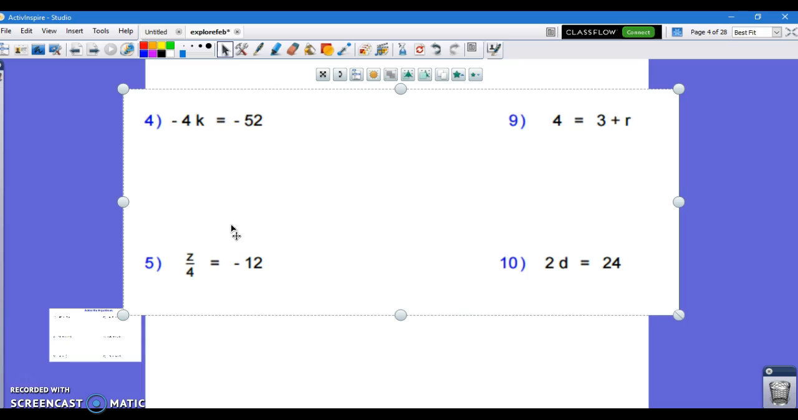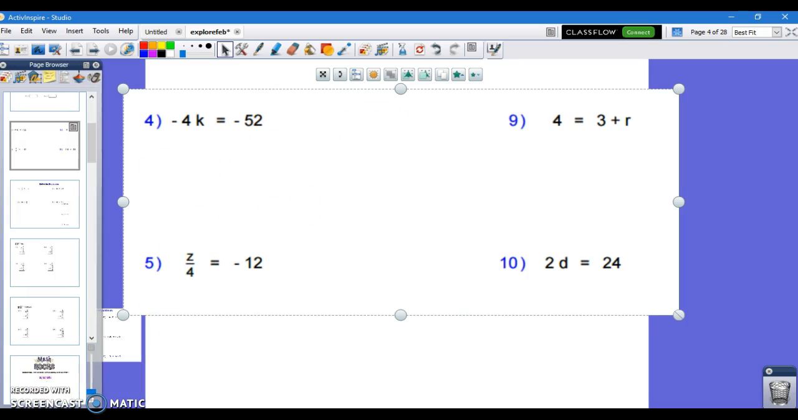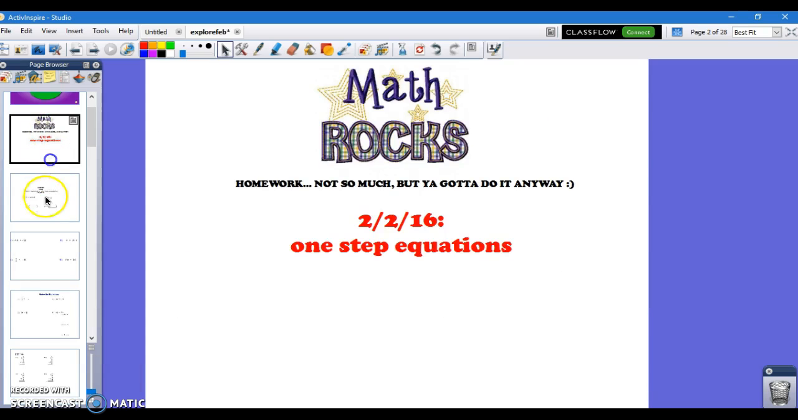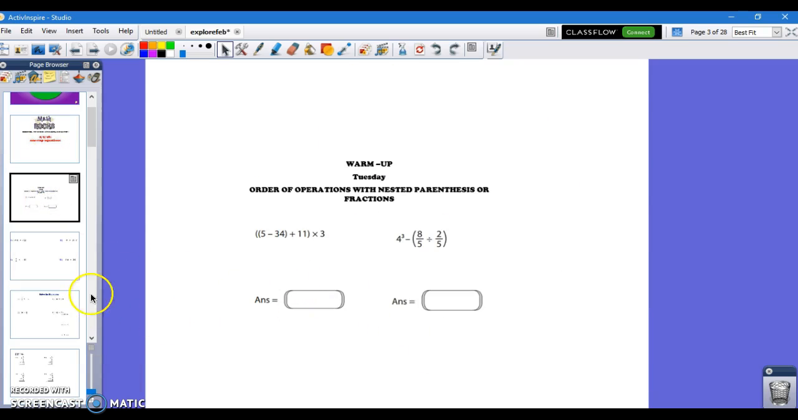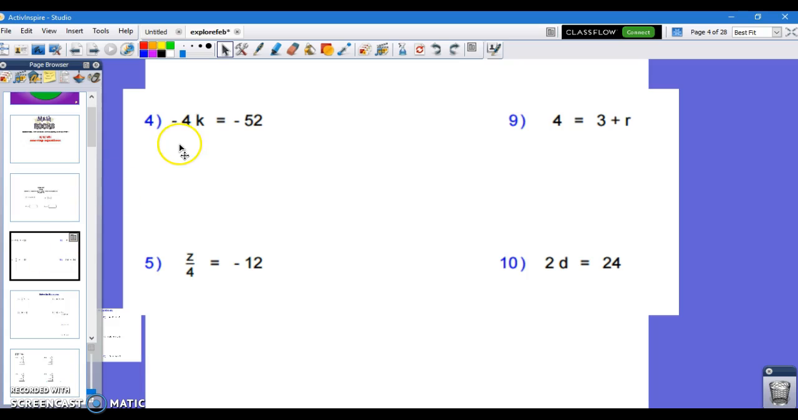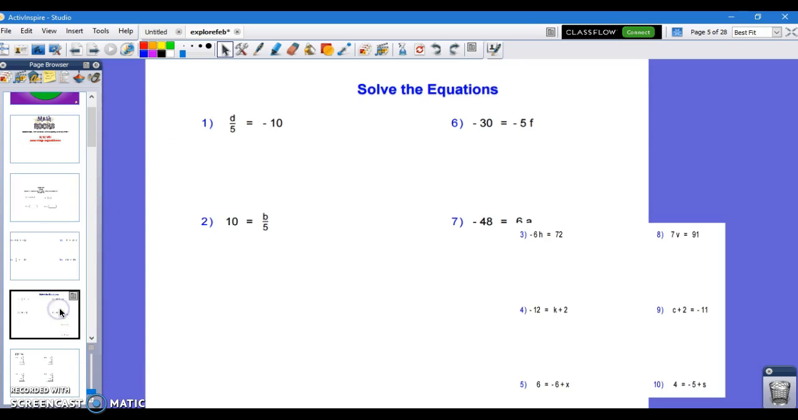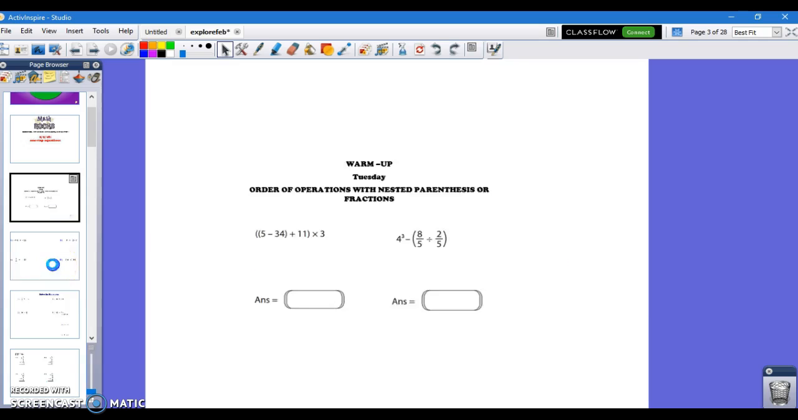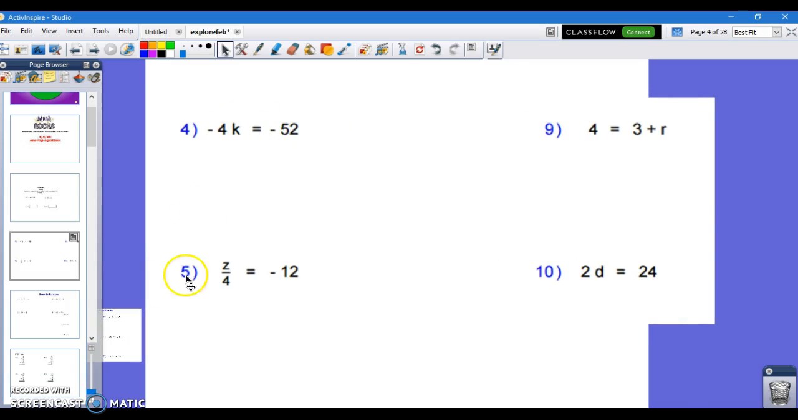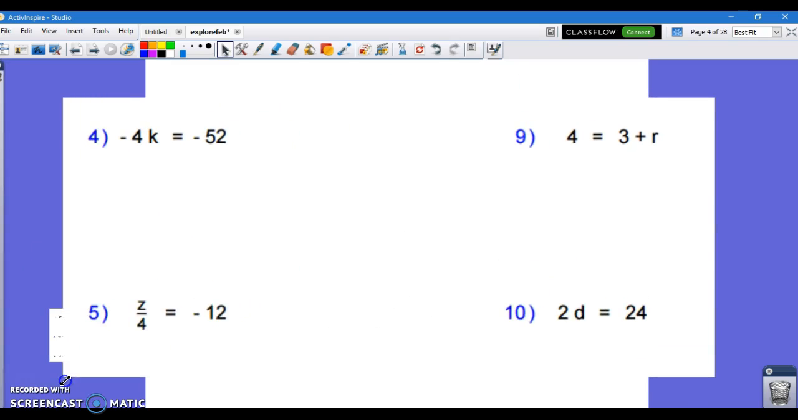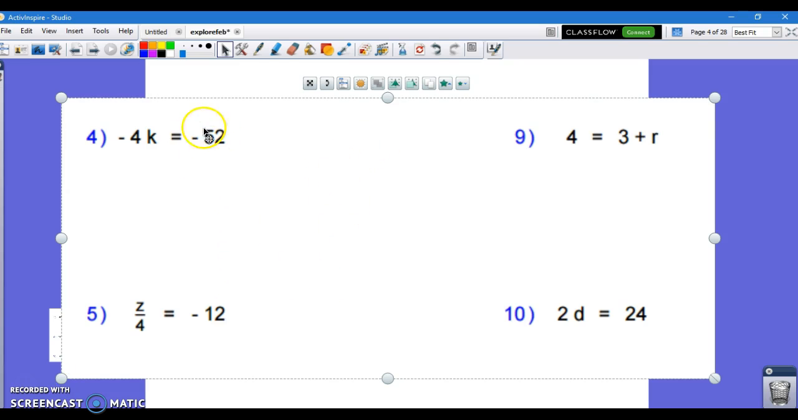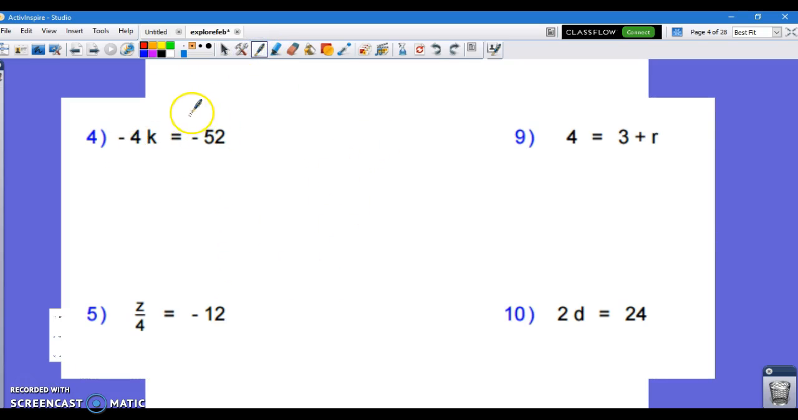And so the first page I gave you was one-step equations, and so I think that's what I gave you first. First we had the order of operations as our warm-up, and then the one-step equation page, and then two-step equations. So I'm going to actually do the bottom half of the one-step equation first, and the reason why I'm doing this is to minimize the amount of questions that you have for homework. Okay, so here we go.